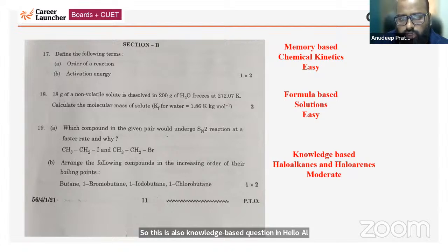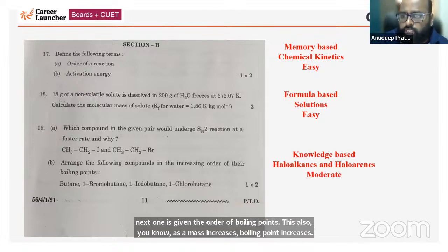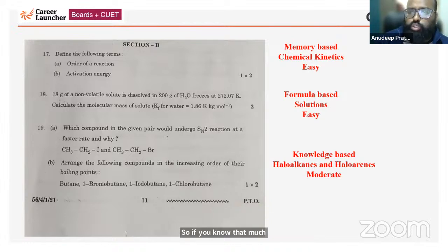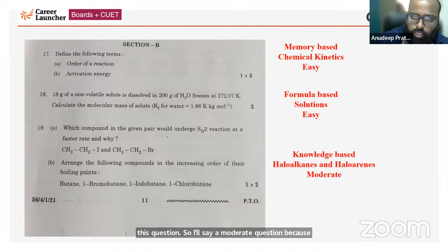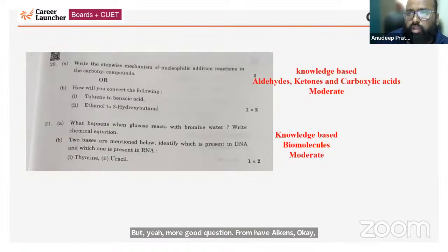And next one is given the order of boiling points. This also we know. As the mass increases, boiling point increases. So if you know that much knowledge, you can easily do this question. So I'll say a moderate question because not everybody is able to do this type of questions. But yeah, it's a moderate question from haloalkanes, haloarenes. Okay, so this is, I think, the second question from haloalkanes, haloarenes, right?